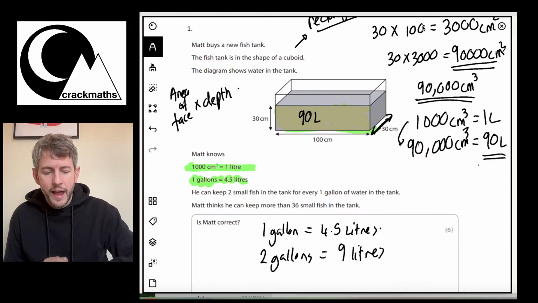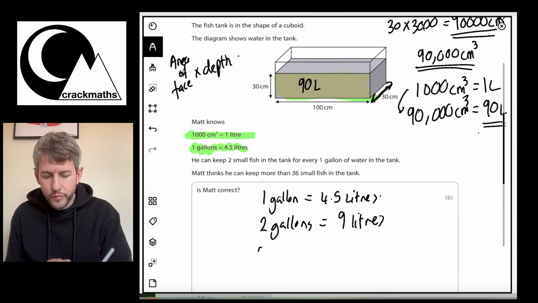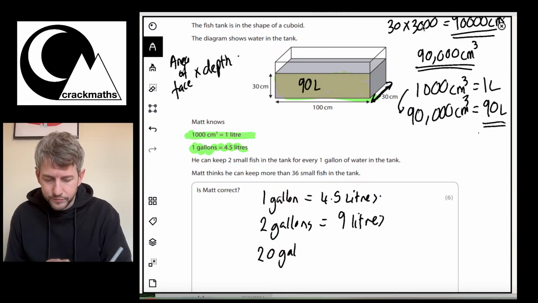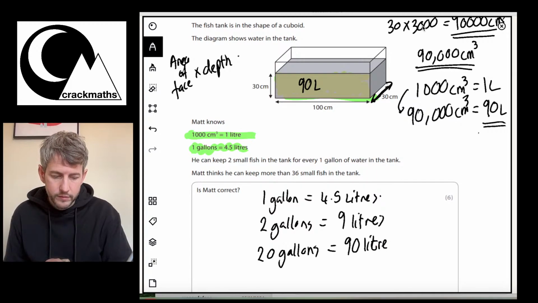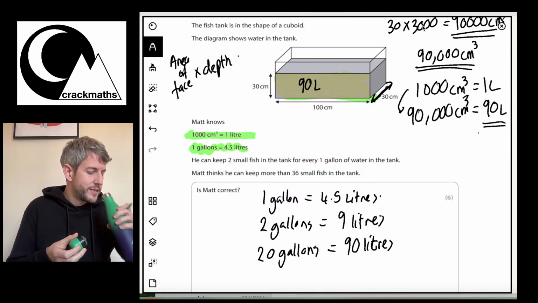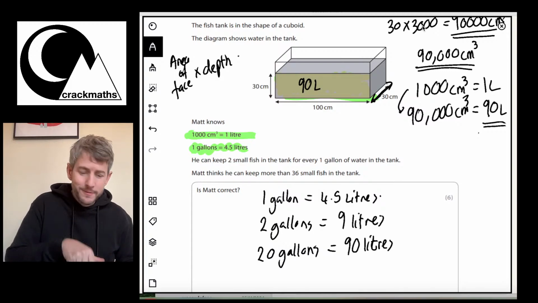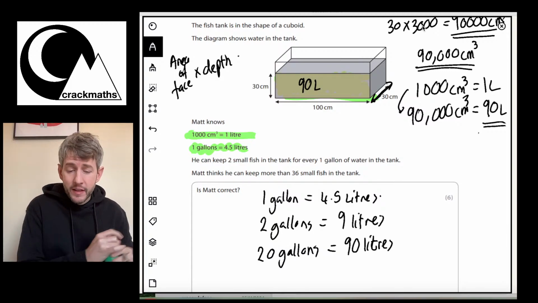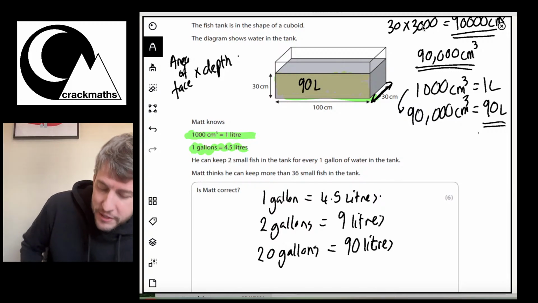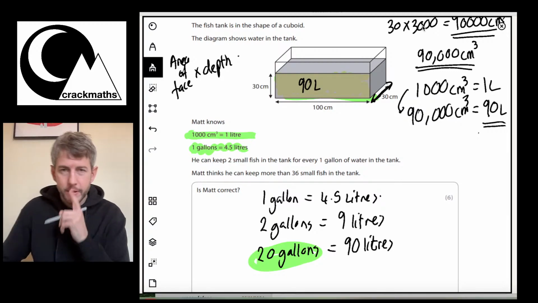Now if I know that 2 gallons is 9 litres, I know that 20 gallons is going to equal 90 litres. So if 20 gallons is 90 litres, from this I can identify that this fish tank holds 20 gallons.